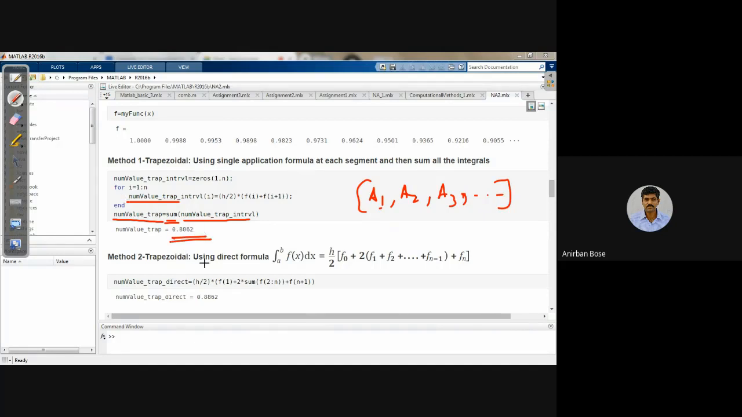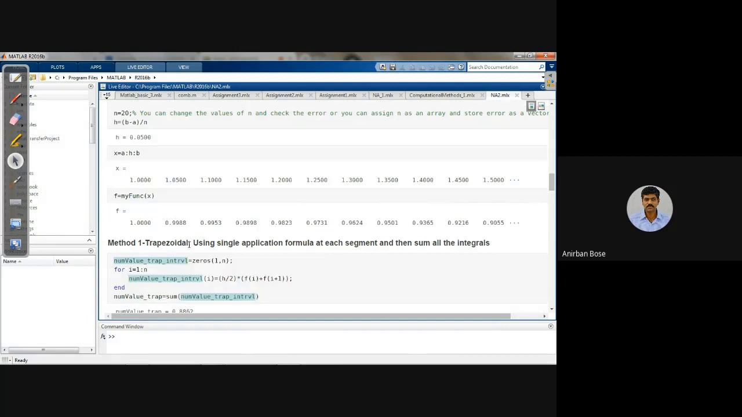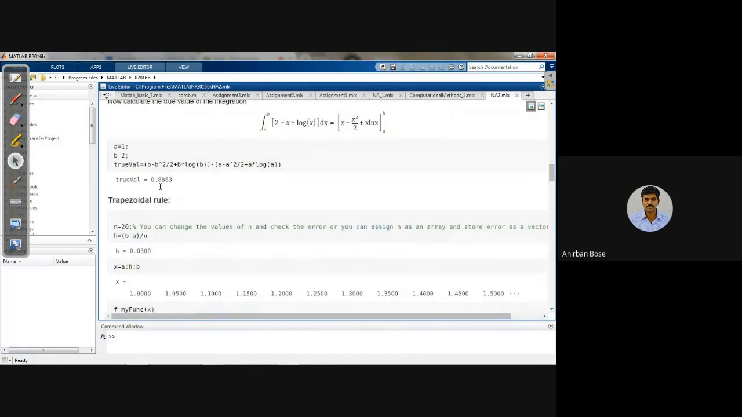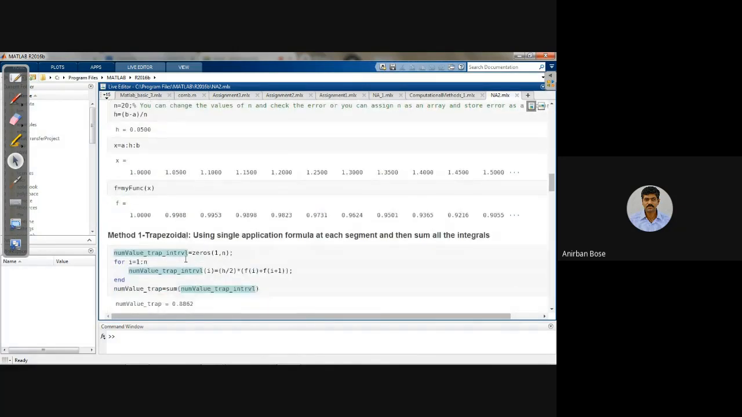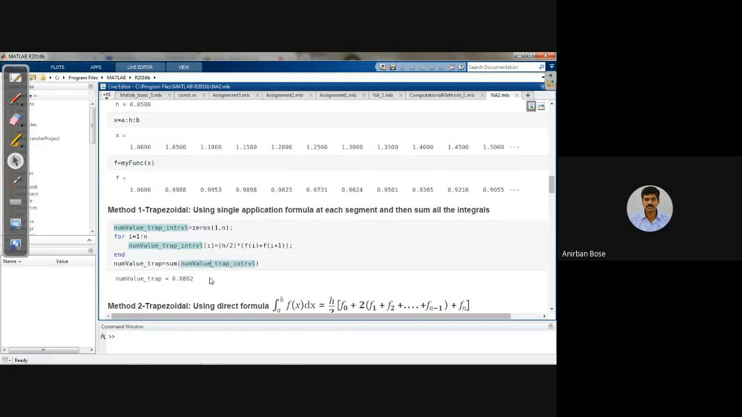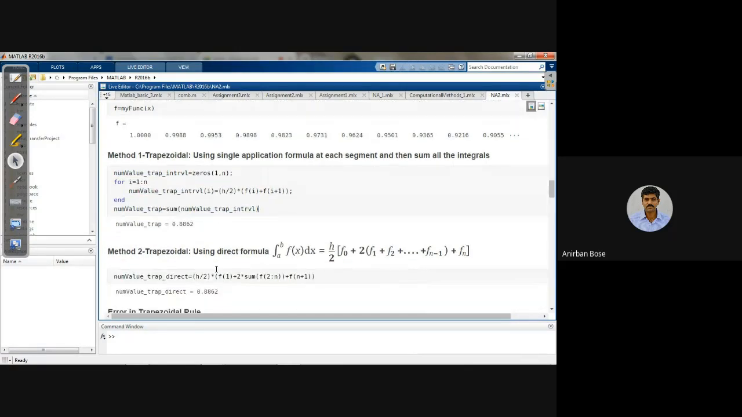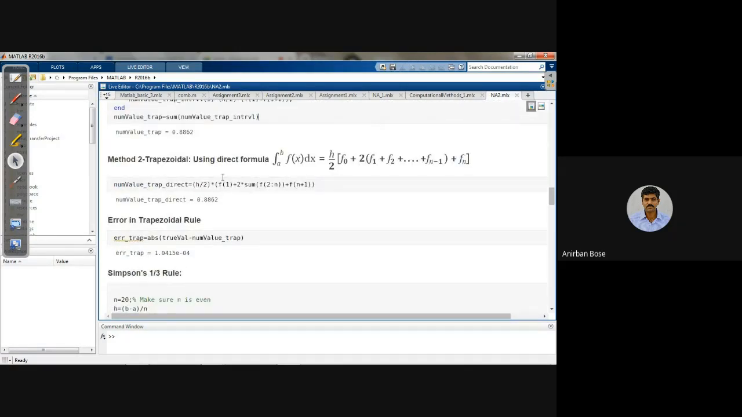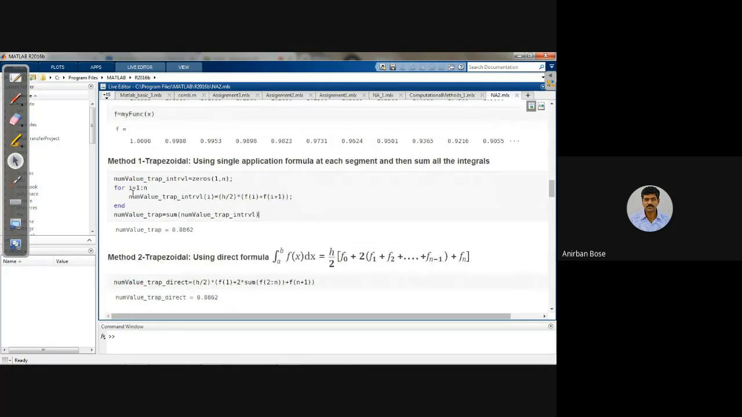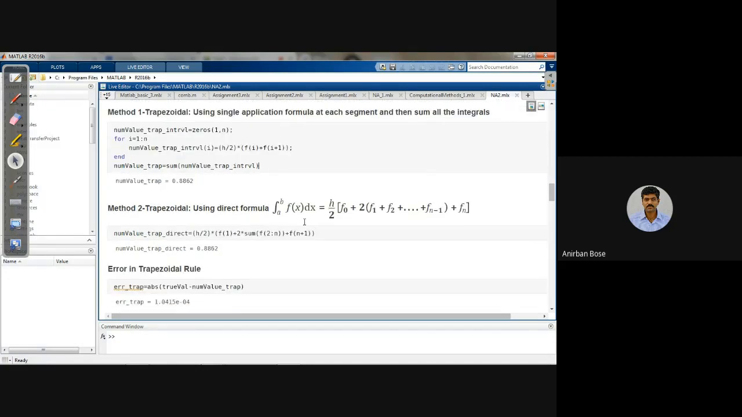What was our actual value? We have seen our actual value of integration, that was 0.8863. By trapezoidal rule, it is coming 0.8862. So it is close. Exactly in a similar way, you can also use the direct formula. I have not used the direct formula because I have used the for loop calculating a single segment and then finally summing up all these areas. Or you can use the direct formula, and in this way also you can calculate.